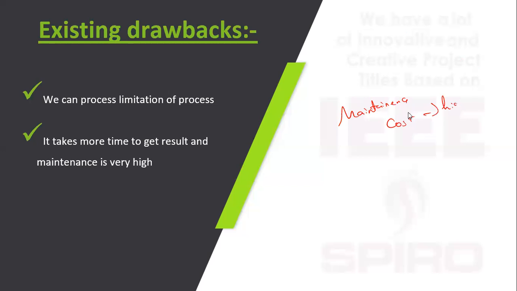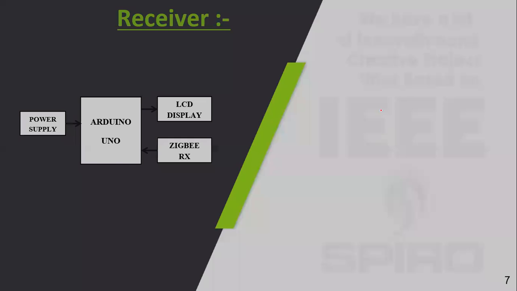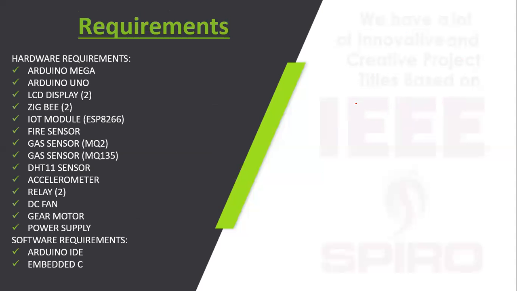So this is the block diagram for the transmitter. You have seen the gas sensor and fire sensor, and this is the receiver here, and these are all the hardware and sensors you'll be connecting in the IoT.